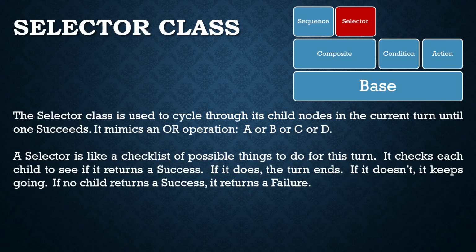Now, contrasting that to a selector node, that class is used to cycle through its child nodes in the current turn until one succeeds. So it mimics an OR operation. So run A or B or C or D. So it's like a checklist of possible things to do for the turn. So it checks each child to see if it returns a success. And if it does, the turn ends. If it doesn't, it'll just keep going until it finds another child that returns a success. Or if all of the children do not return a success, it will return a fail.